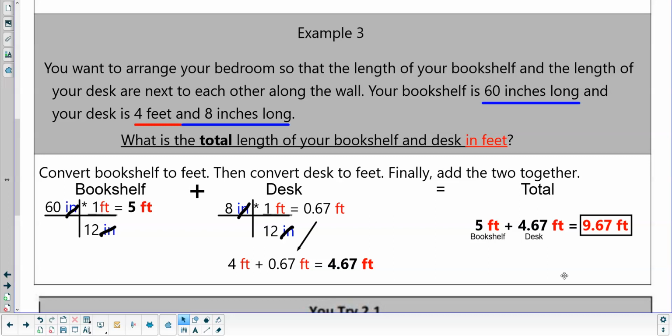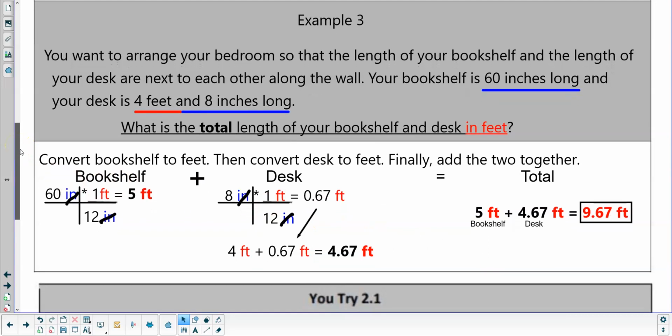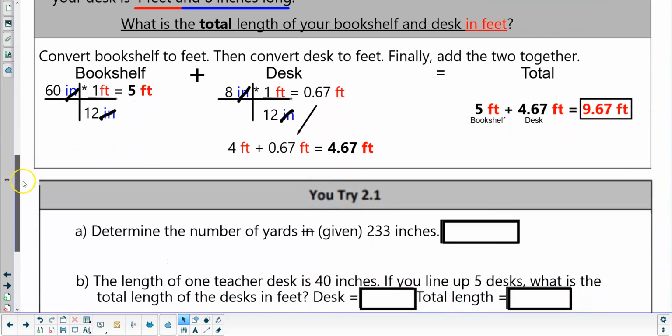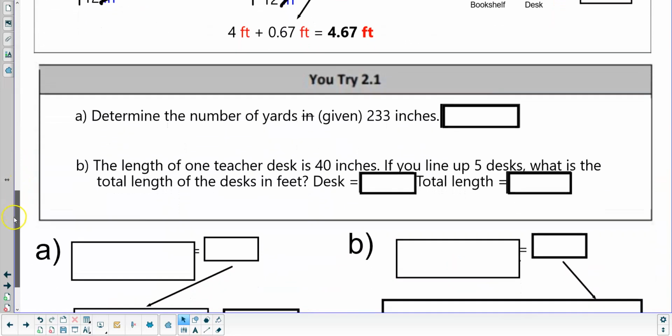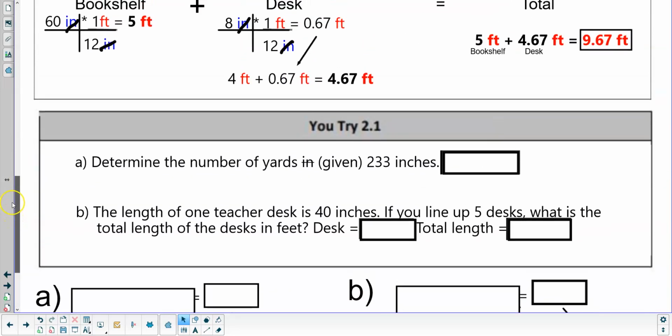Okay, so again, all you're really doing is just making sure that they're all in the same units and then converting them by canceling out the units we want to get rid of. All right, so if you want to pause real quick, try letter A, try letter B on your own, see if you can go ahead and come up with some answers for both of these.